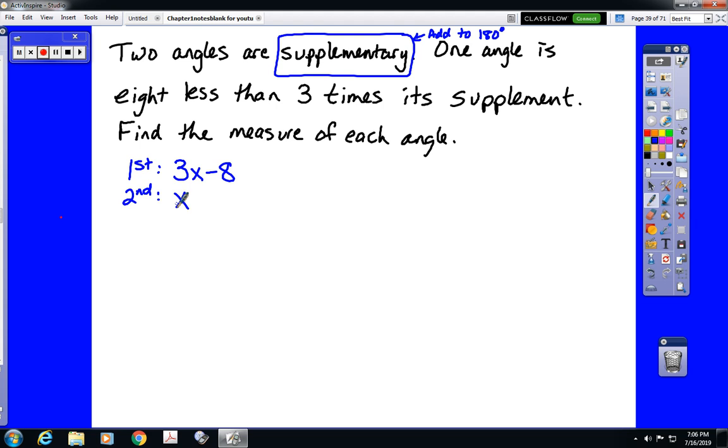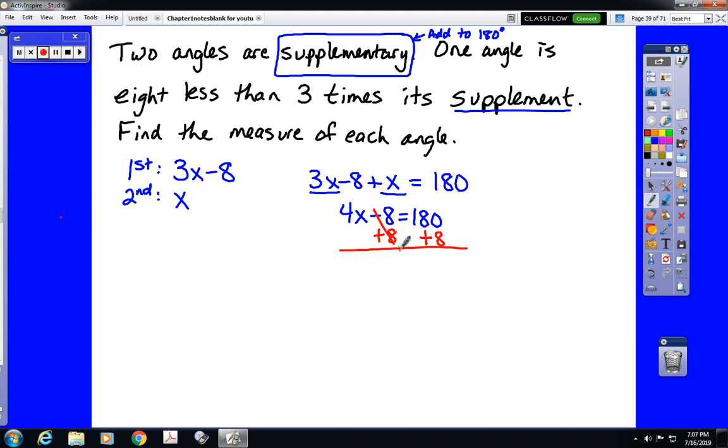Now the reason the word supplement keeps coming up is because these are supplementary angles. So what we know is that those two angles, 3x minus 8 and x, add together to equal 180 degrees. That's a pretty simple equation to solve. We combine like terms, which gives us 4x minus 8 equals 180. Then we would add 8 to each side. That should give us 4x equals 188. And then we would divide each side by 4.